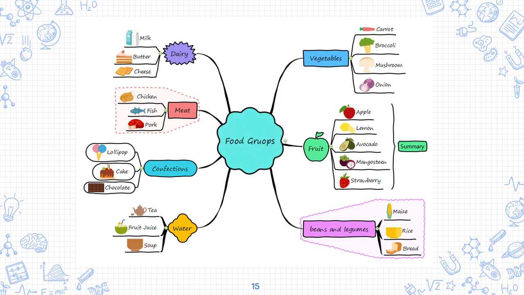Here's an example. This is of food groups. Yes, the spelling is wrong. So vegetables, fruits, beans and legumes, water, confections, meat, dairy. All of these are food groups. And then what you do is you tell more about it. That there is carrot. Carrot is a vegetable. Broccoli, vegetable. Now what happens in these mind maps is that the moment you see them, you instantly know what's happening. Let's say you were studying apple. You were like, okay, here's an apple. Apple is part of fruits, which is part of food groups.